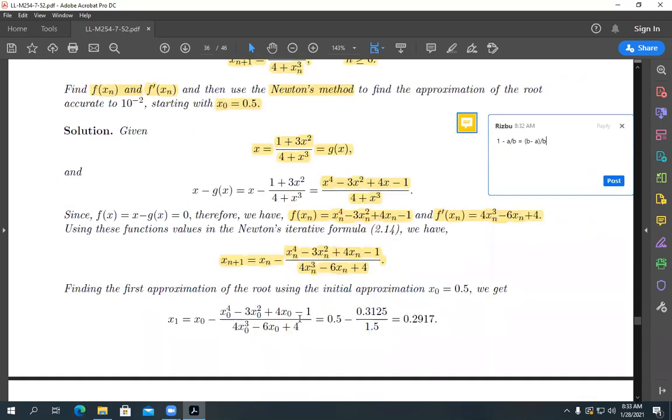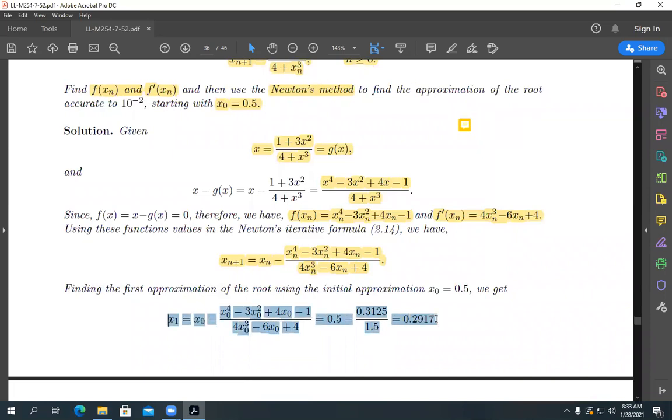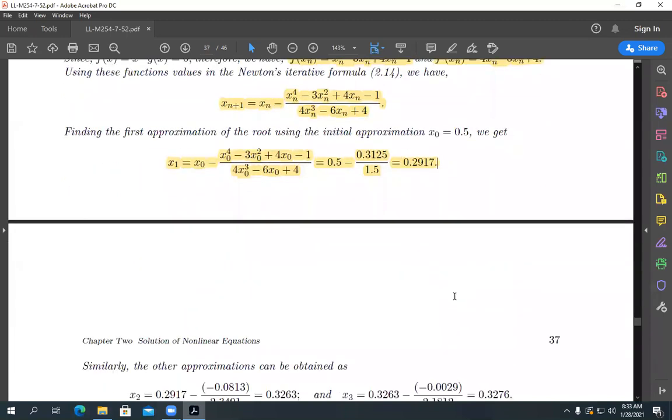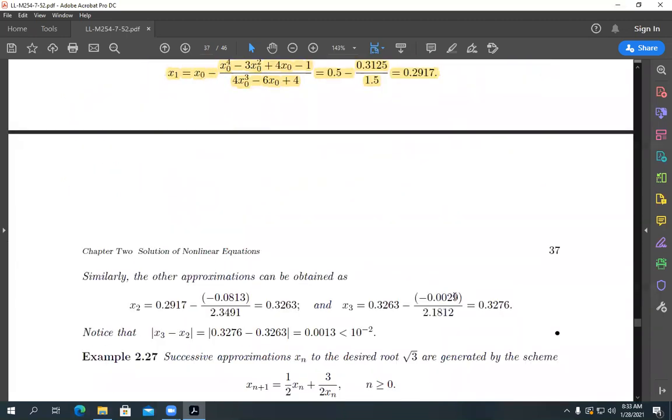After having this, you can find the first approximation easily, because you are given the initial approximation x naught. In an exam, if the teacher says find the second approximation with accuracy 10 to the minus 2, then 10 to the minus 2 accuracy needs 3 iterations. So we have this one.